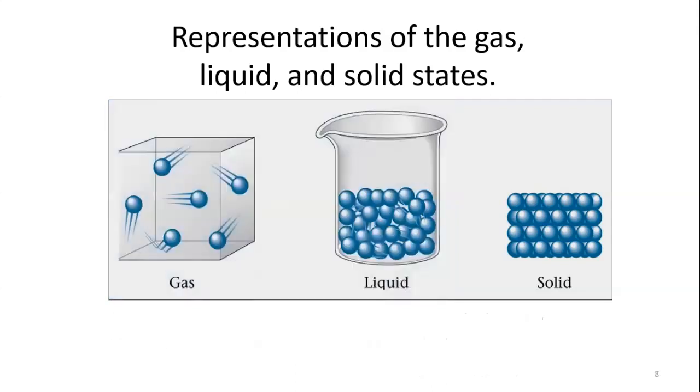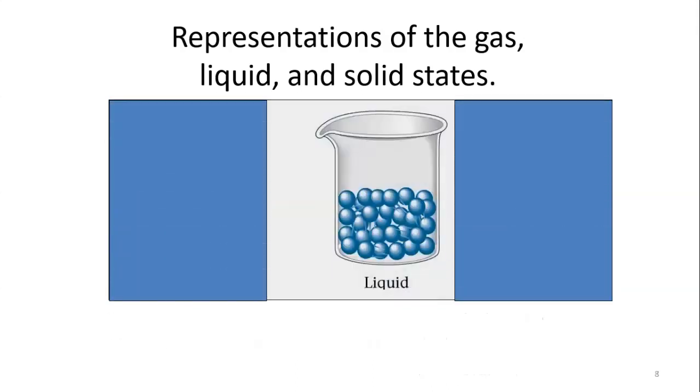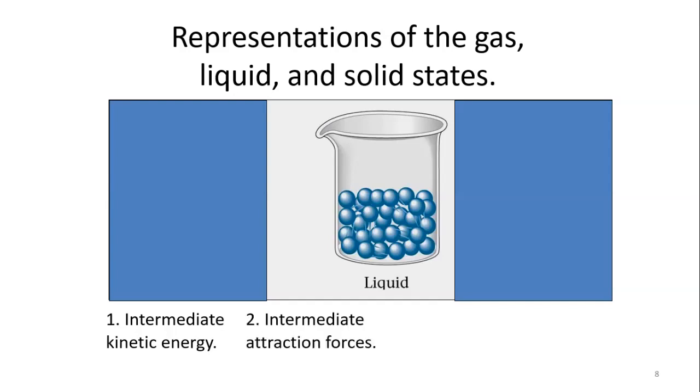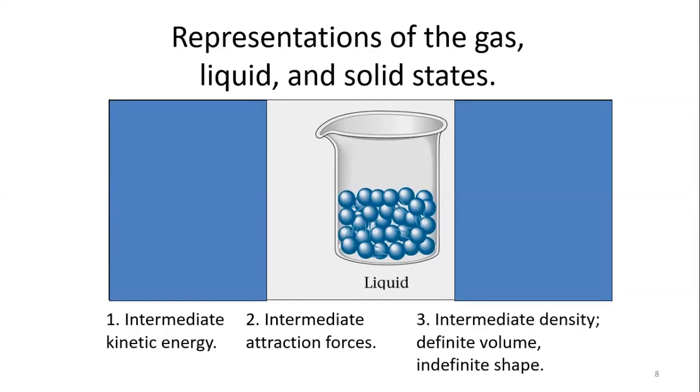The third physical state is the liquid state. And I guess from a practical point of view, we could say that the liquid is somewhere intermediate between gases and solids. There's an intermediate amount of kinetic energy. The particles can move, but not as fast nor as far as gas molecules can. There is going to be some kind of attraction forces between the particles, but it'll be intermediate between the strong attraction forces of a solid and the almost non-existent attraction forces of the gas. And similarly, in terms of density and volume and shape, it'll be intermediate.